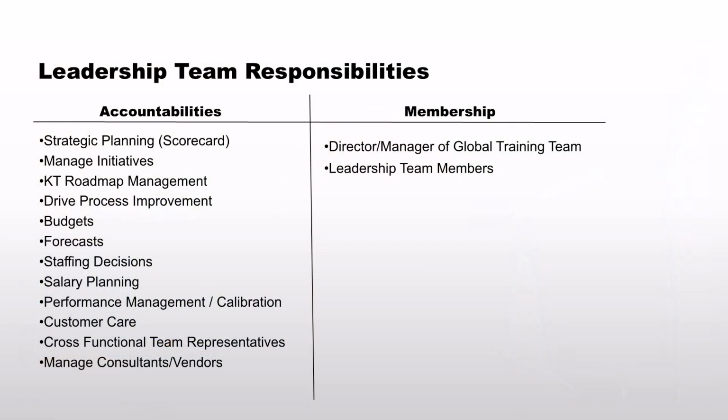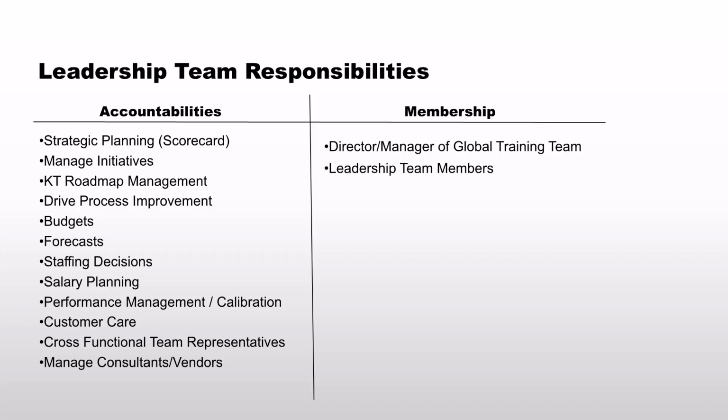So, the next slide we're going to talk about is that leadership team. If you're the global training manager, or have that global training manager responsibility, again, that could be a director role, senior manager role, or a manager role, depending on the company and environment you find yourself in, you're going to have the responsibility to take care of the team. So you'll have that strategic planning, developing your yearly scorecard. You may even be managing a 3 to 5 year plan. You manage the initiatives.